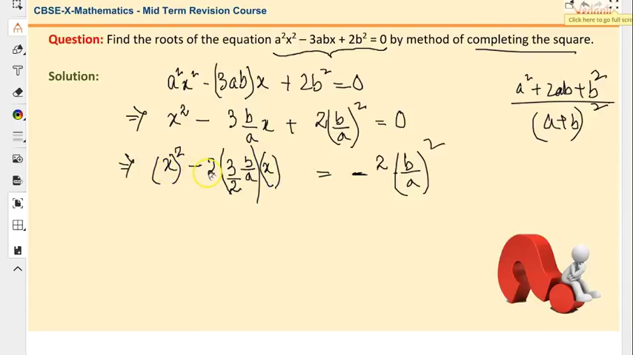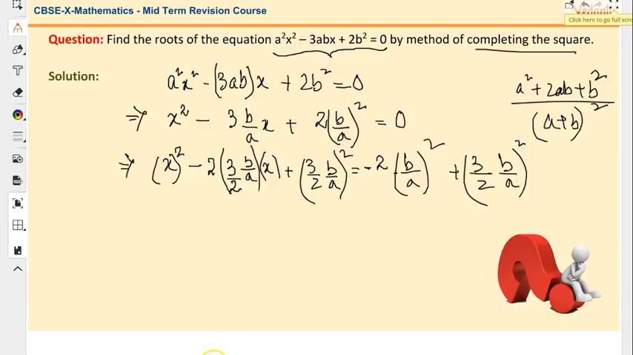So x square minus 2, and say this is a term and this is a term. I already have x square, so I need this term. So what I will do is I will write plus 3 by 2 b by a whole square. I just wrote this down. But if I write this, I have to balance the equation also. How do I balance it? I have to write it on both sides. So on this side also, I will write it. Okay, so I have written this on both sides.